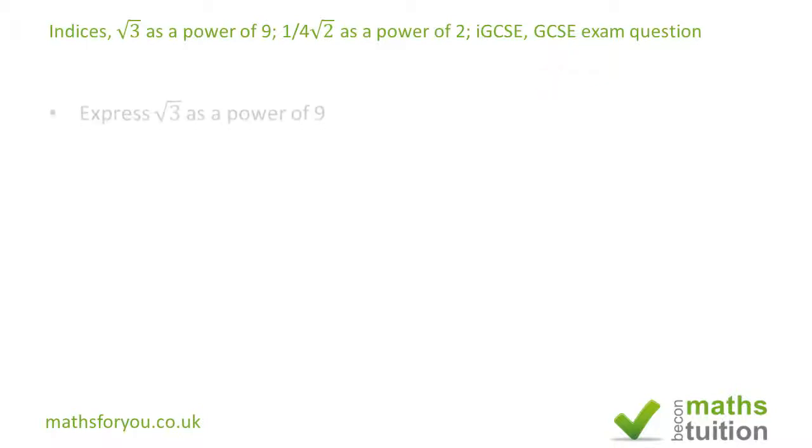Right, here we go. And we know that 3 is the square root of 9. Now, instead of using the square root sign, I've written this as 9 to the power of a half, because square root of 9 is the same as writing 9 to the power of a half.